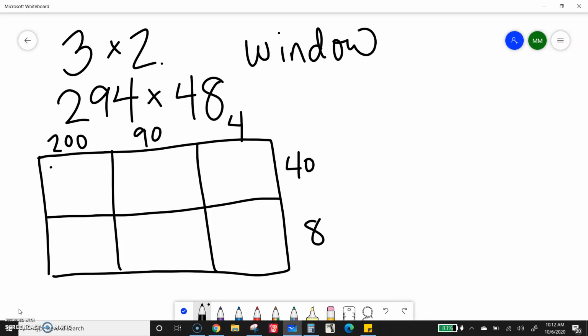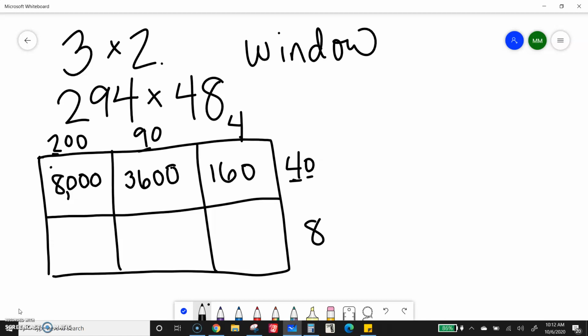This box here is going to be 200 times 40. Well, 2 times 4 is 8, and then 2 zeros for my hundreds and another one for my 40. So I have 8,000. 9 times 4 is 36, a 0 from each number. And then 4 times 4 is 16, just 1 zero from my 40.